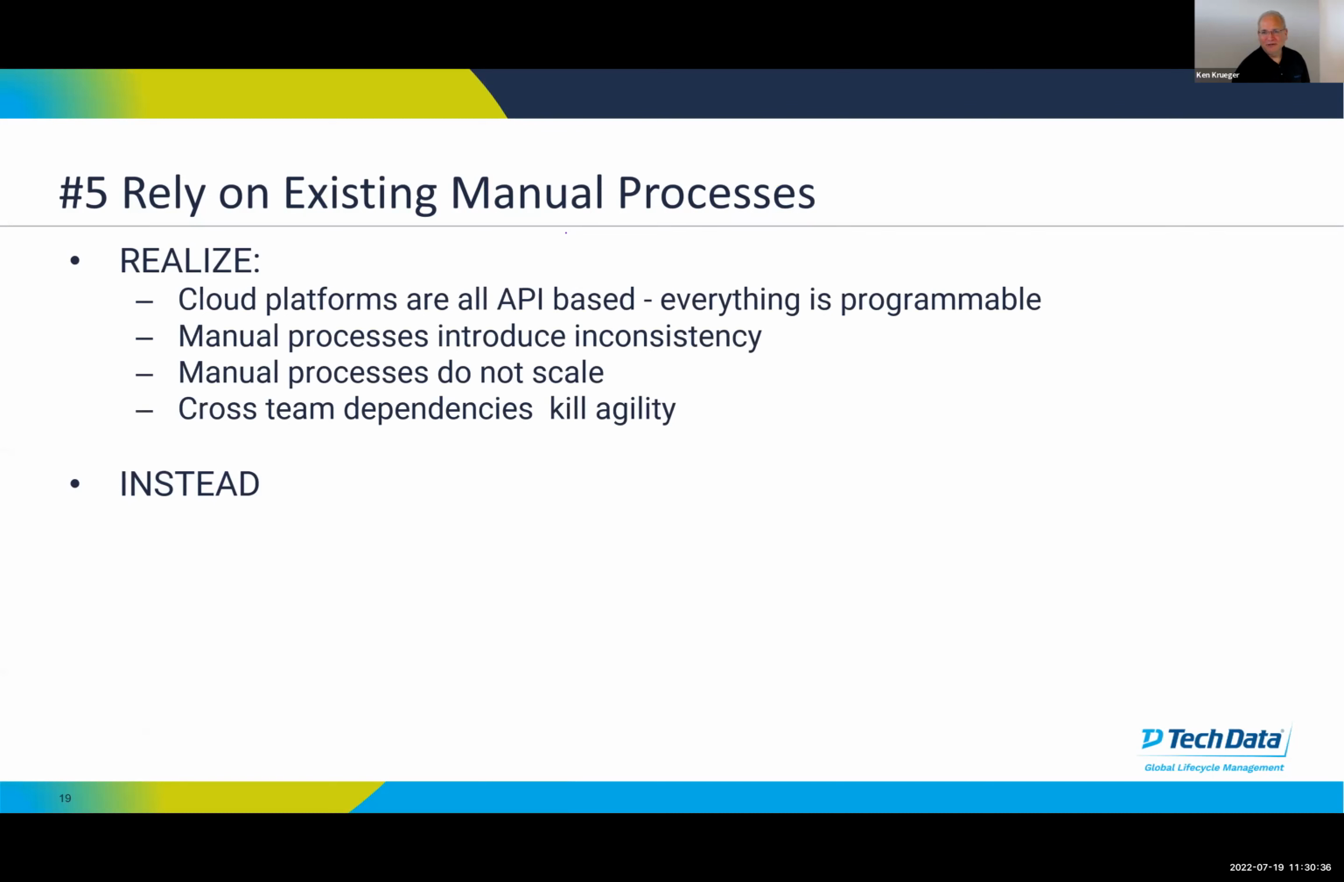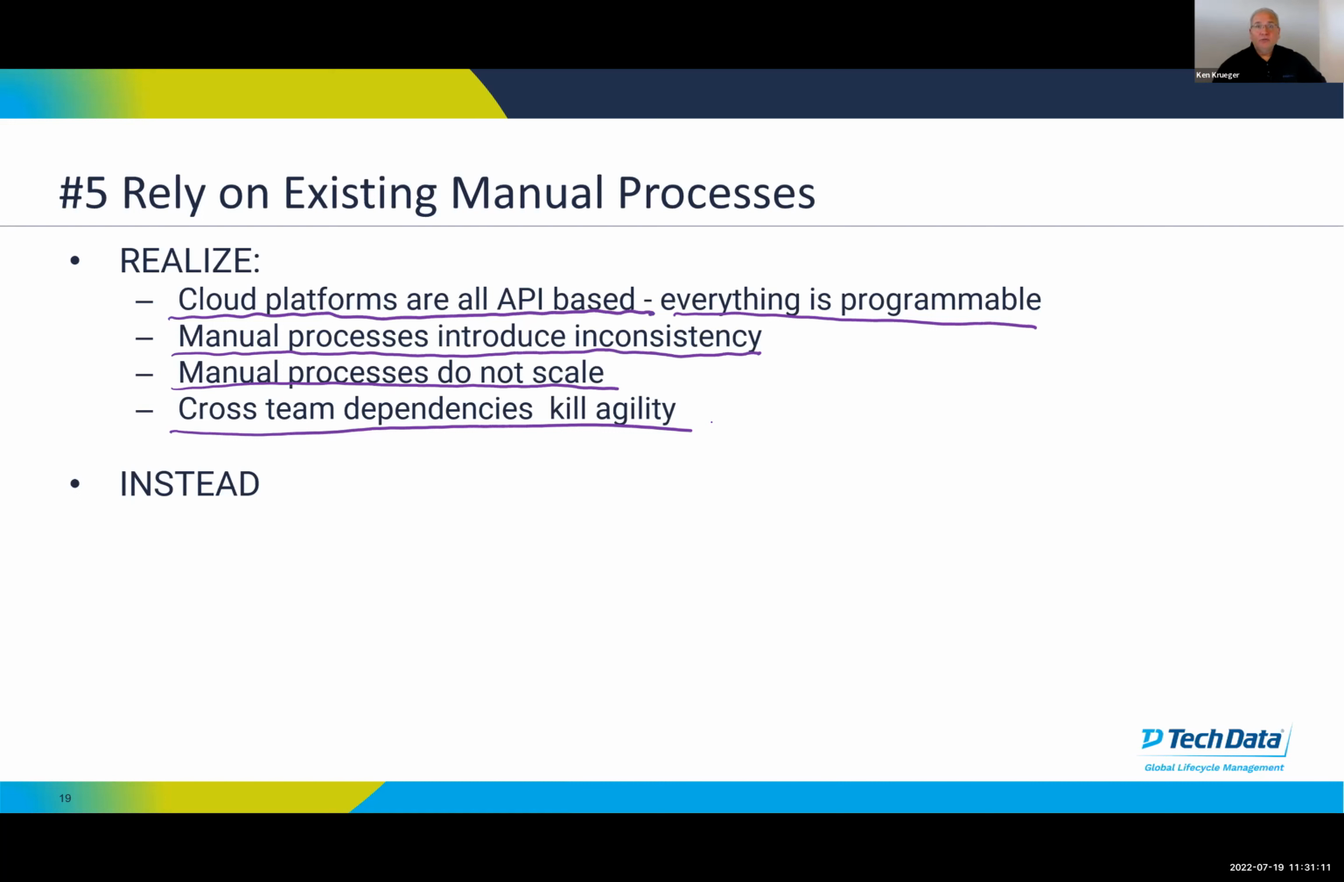So we need to realize that cloud platforms are all API based. Whether you're doing Azure or Google or anybody else, everything is an API call. That means everything is programmable. And anytime that you have a manual process, it will introduce inconsistency. It is inevitable. And manual processes don't scale. And I've already told you that cross-team dependencies kill agility. So we already know that.